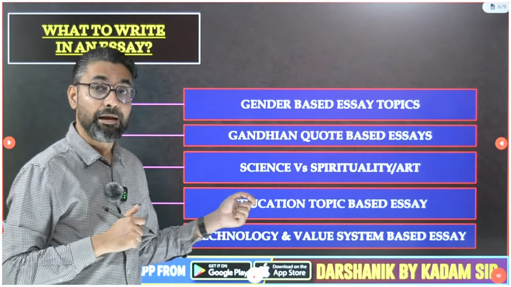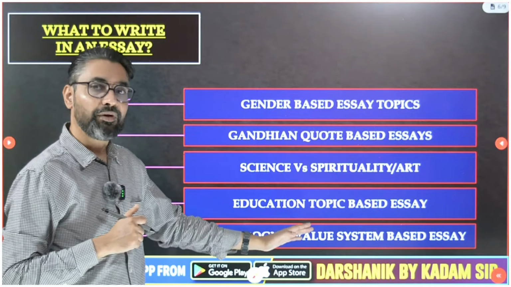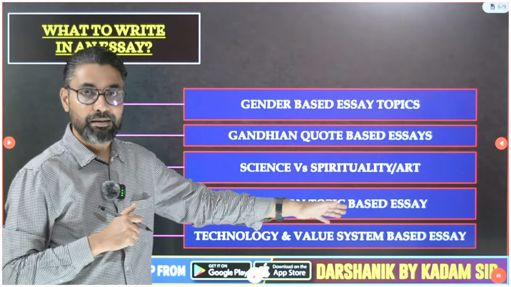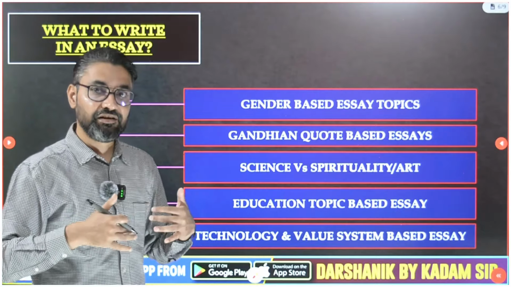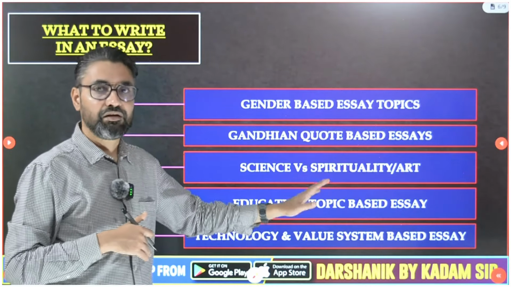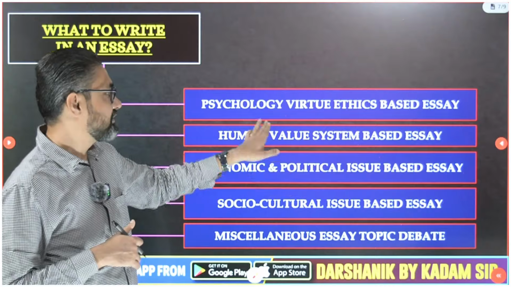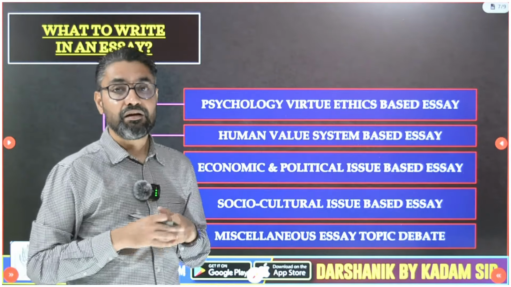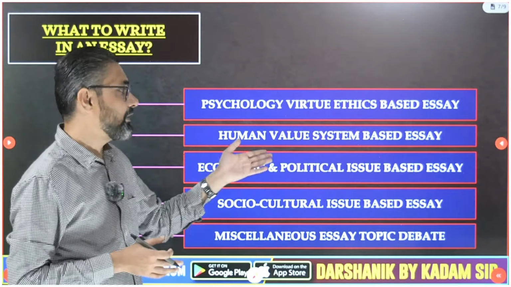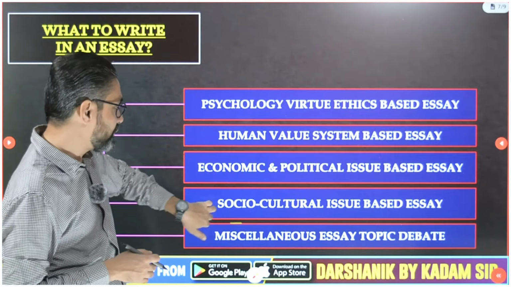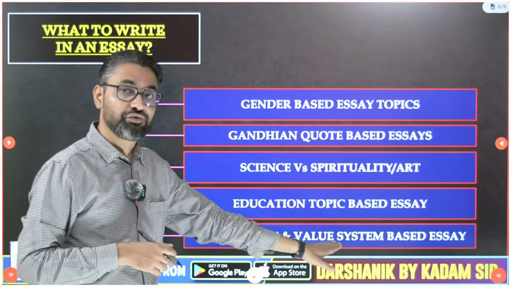Then the essay on happiness was also related to human values, where I discuss the concept of eudaimonia, happiness, and what is extrinsic pleasure, intrinsic pleasure. Okay, the entire essay was on that. In the same way, I discussed psychology and virtue ethics based essay topics. Then the human value system that I told you. And here, technology and value system based essays.